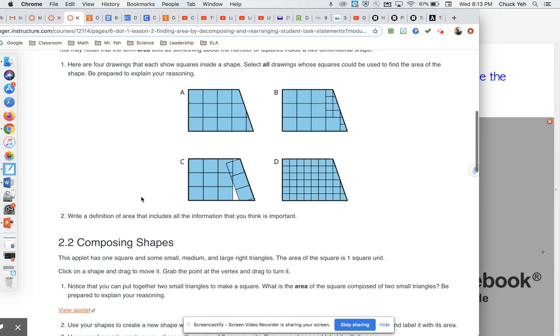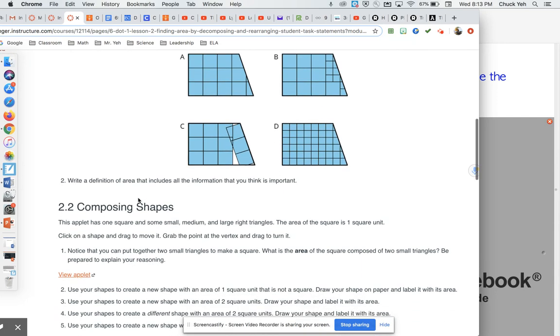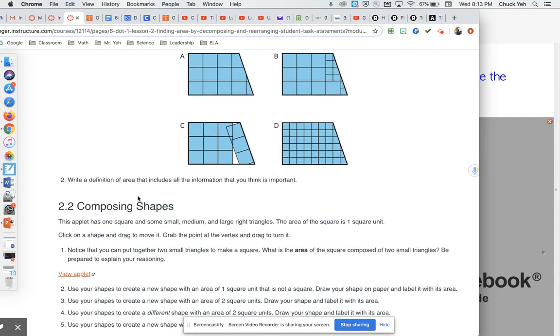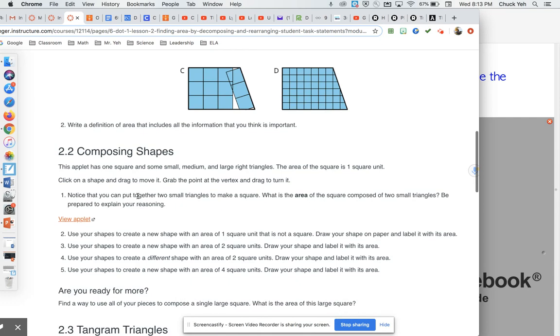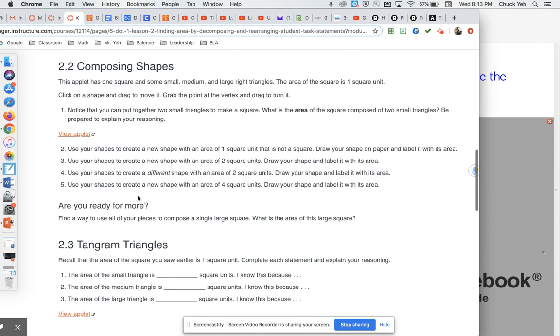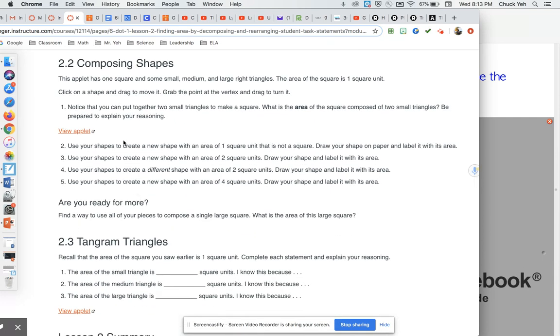You didn't have to do number 2 because we wrote the definition of area on Friday with the Figure Out Friday assignment. So this was yesterday's assignment, all right, composing shapes. Click on the shape and drag to move it, grab the vertex. The area of the square is 1 square unit. Notice that you can put together 2 small triangles to make a square. So what is the area of the square composed of 2 small triangles? Be prepared to explain your reasoning.